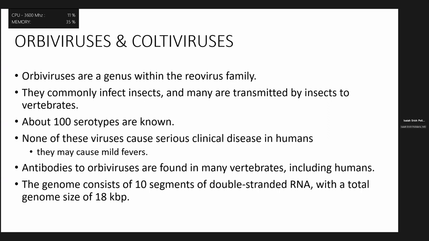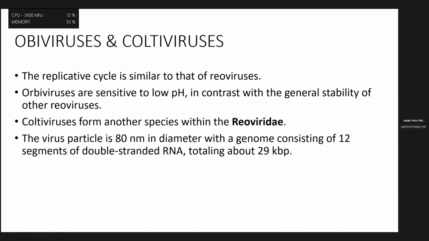Antibodies to orbiviruses are also found in many vertebrates, which include humans, and the genome consists of 10 segments of double-stranded RNA with a total genome size of 18 kbp. The replicative cycle is similar to that of the reoviruses, and orbiviruses are sensitive to low pH in contrast with the general stability of other reoviruses. Coltiviruses form another genus within the Reoviridae, and this virus particle is 80 nanometers in diameter with a genome consisting of 12 segments of double-stranded RNA, totaling about 29 kbp.